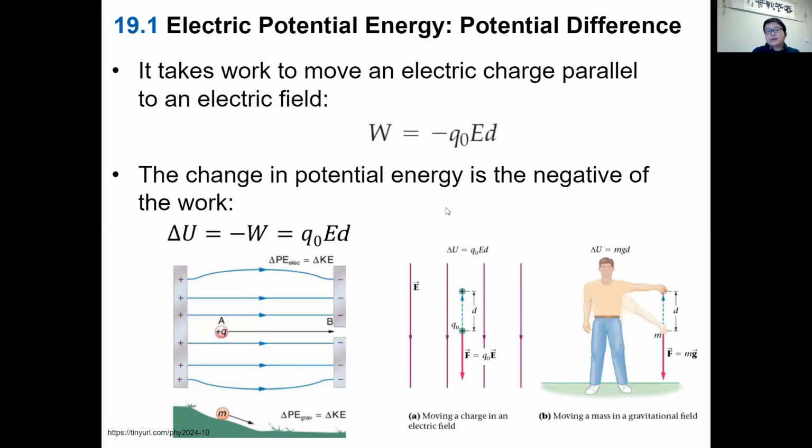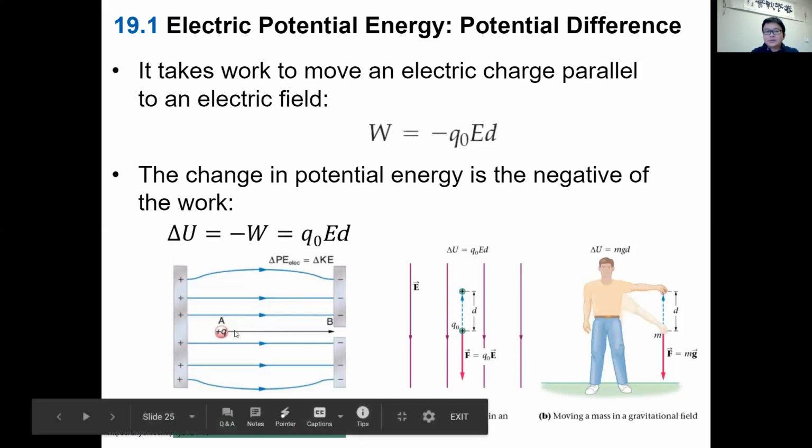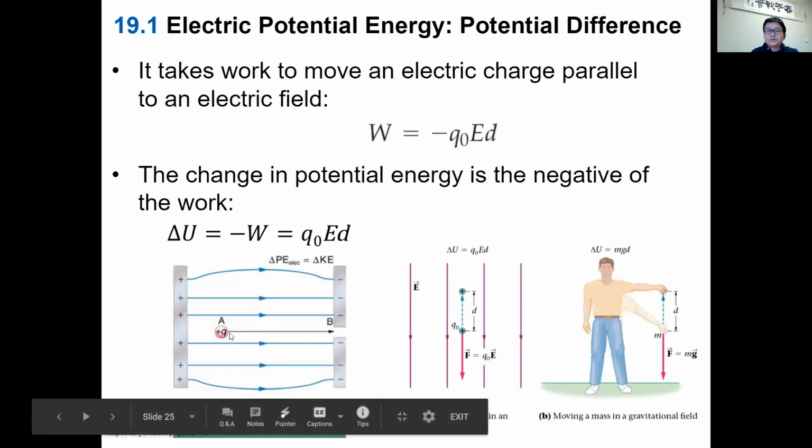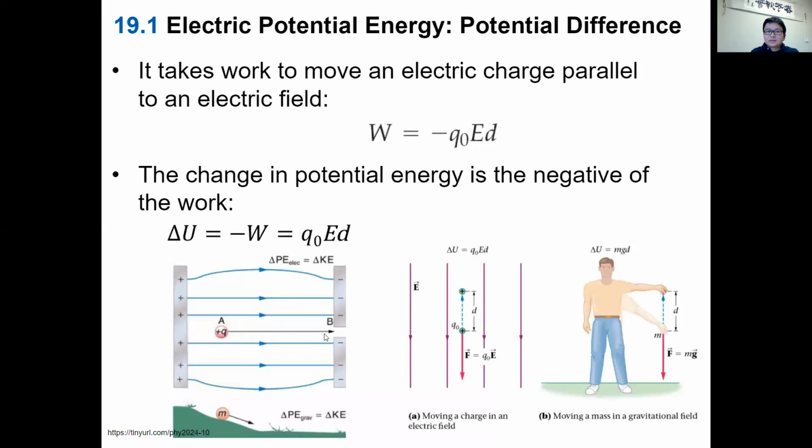So the delta U will be the electric potential energy in this case. The work it takes to move an electric charge parallel to the field line would be minus qEd. So you are going in that fashion to move it from here to there. So then delta U equals minus W equals qEd in that sense.